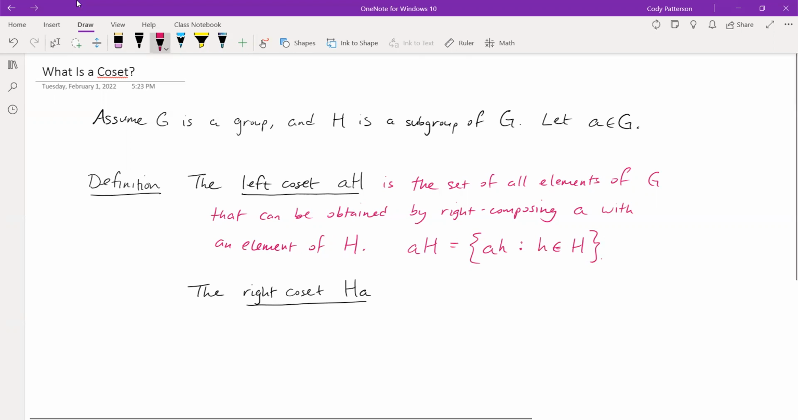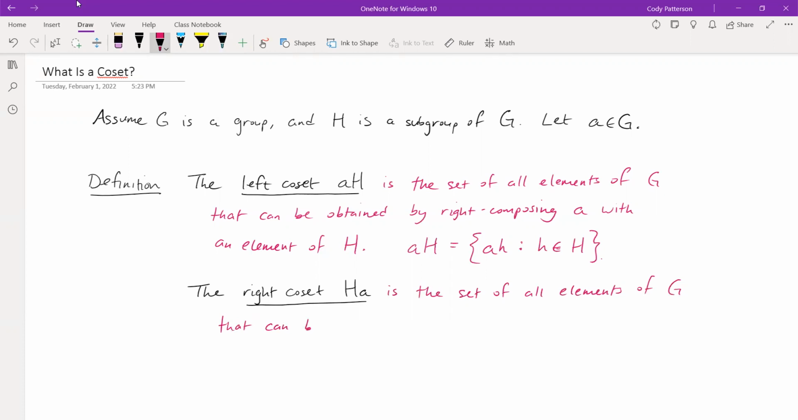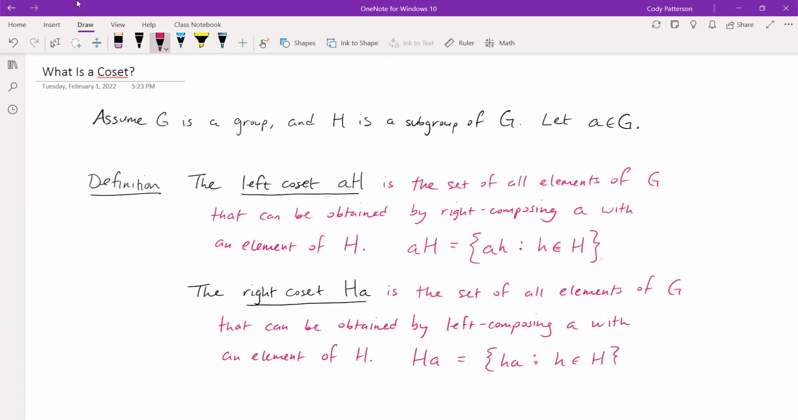All right, the right coset HA, that is the set, similar idea here, the set of all elements of G that can be obtained by left composing A with an element of H, an element of the subgroup. So HA, that's the set of all elements lowercase h times A, where h belongs to the subgroup.